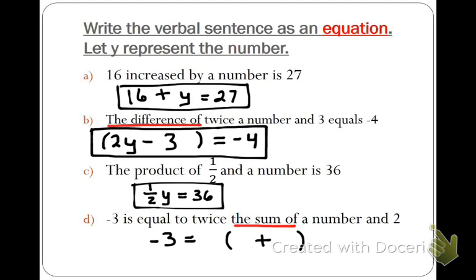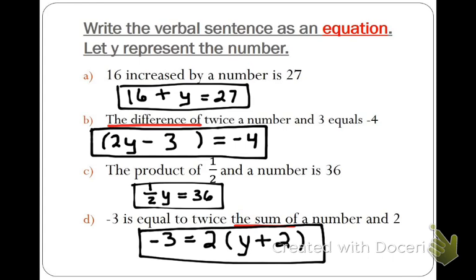Okay, this is what it says. Twice the sum of a number and 2. So I'm going to put my twice, which is multiply it by 2. And now in your parentheses is going to be the sum of a number and 2. So what should go in my parentheses? You are correct. -3 equals 2 times y plus 2.